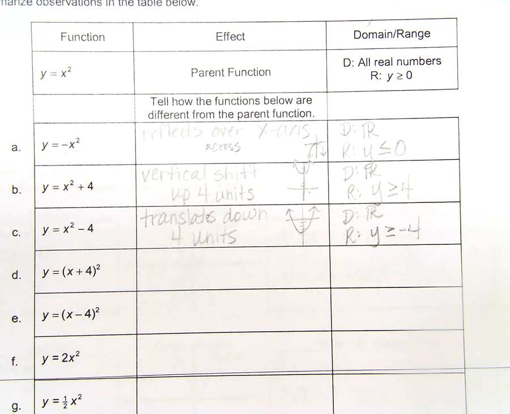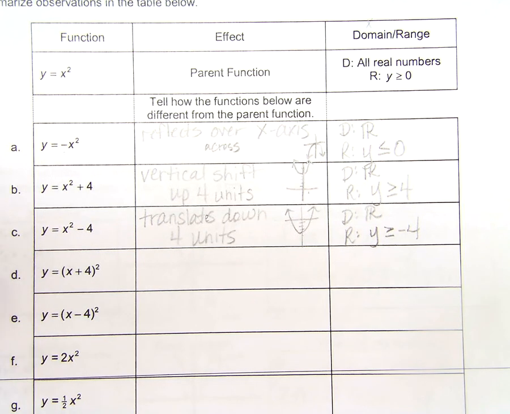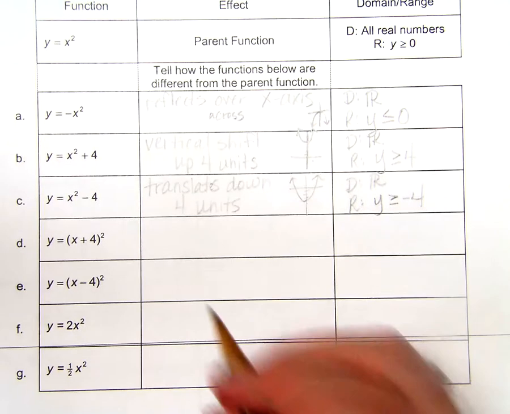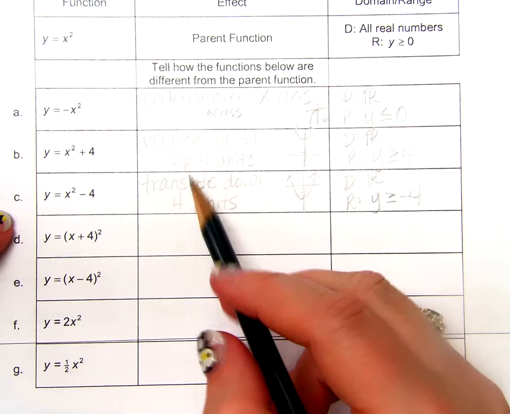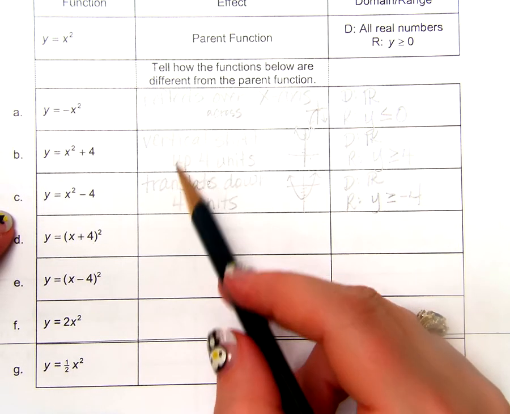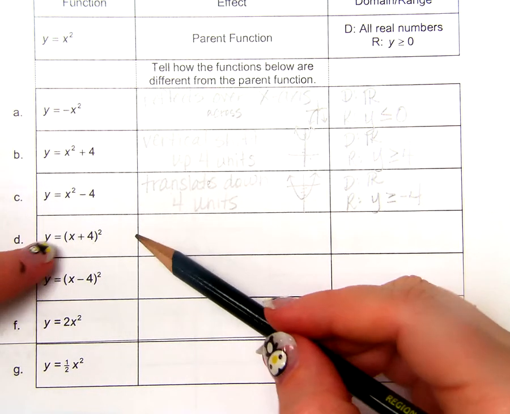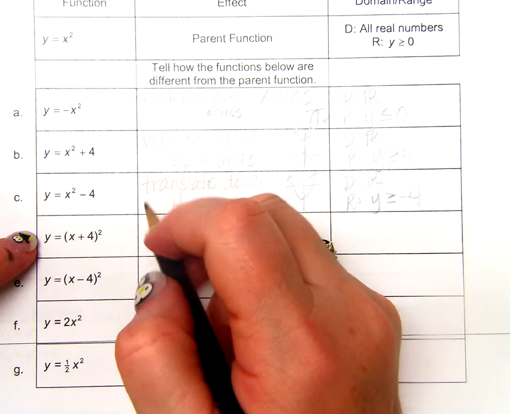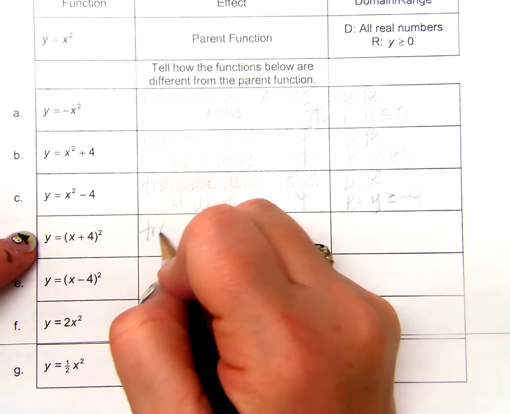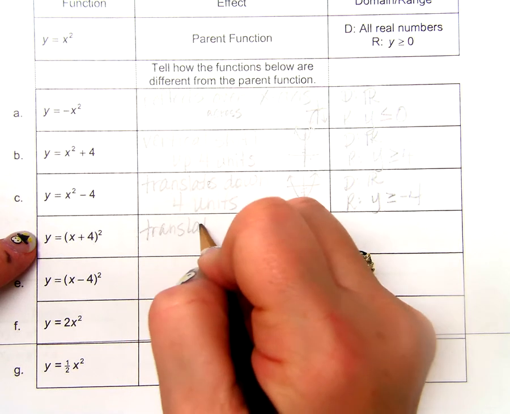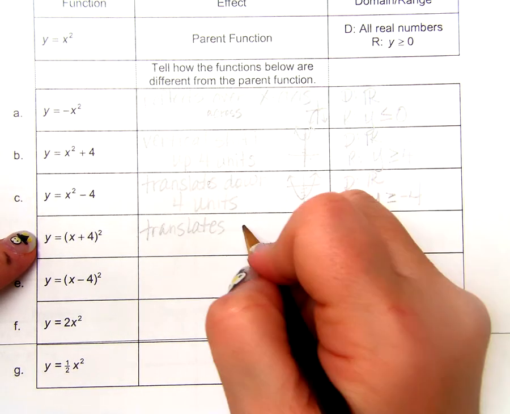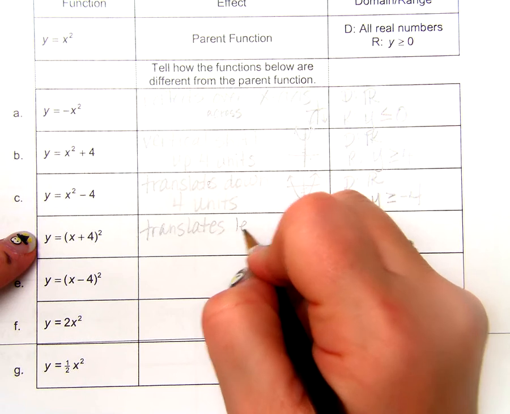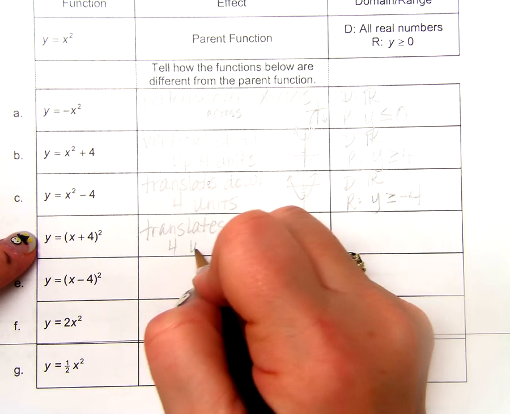That's a really good question. Is the domain ever going to be anything else? And we'll get there after we talk about G. Fair enough? Okay. So what about D? This one moved left. So which one do we want to use? I want to use one vocabulary for this one and one for this one. Translates. Okay. Translate. Translates. Left. 4 units.